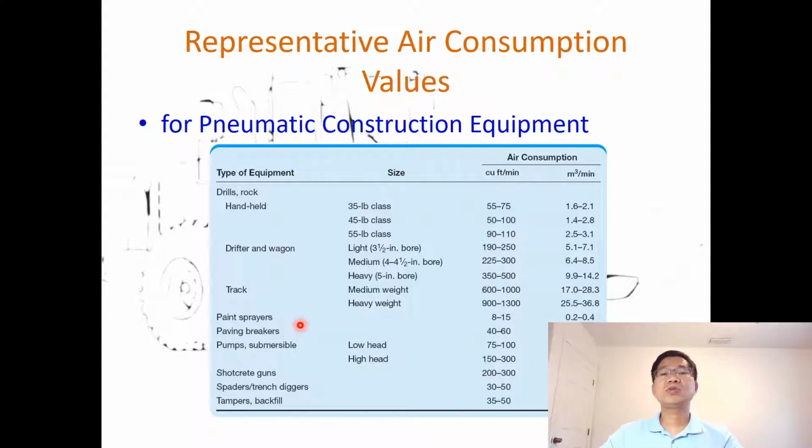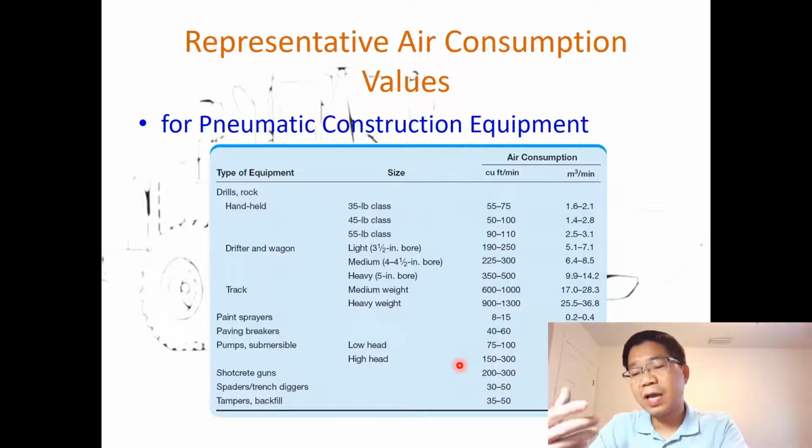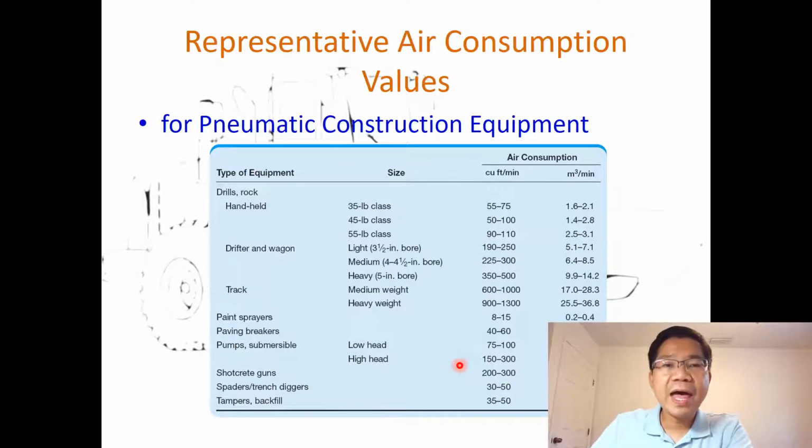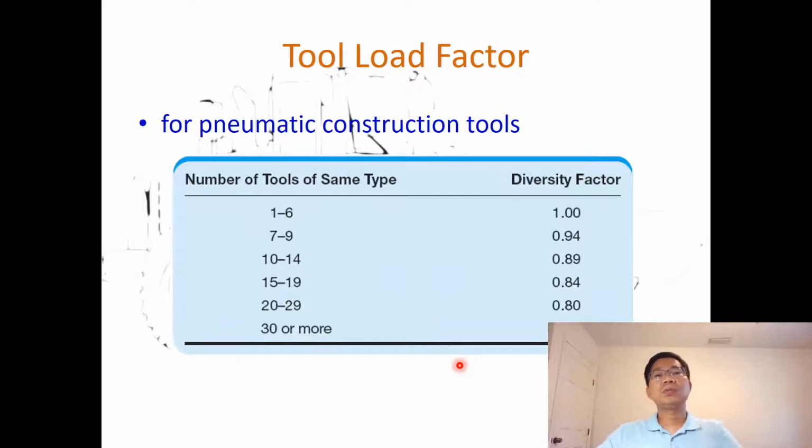Paint sprayers also need the compressor, as do paving breakers, submersible pumps, concrete shotcrete guns, spreaders, trench diggers, tampers, and backfill tools. All of that requires air consumption, a certain quantity. And with that, in the table we need the load factor, also called the diversity factor, which applies to the same type of tool.